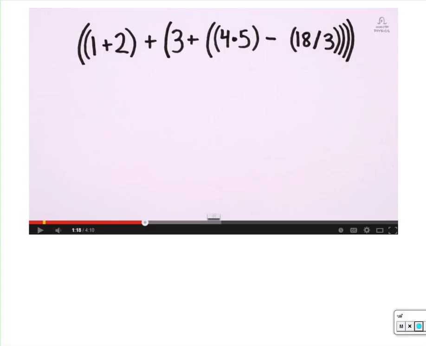Then exponents. In this case, there's no exponents. So we get to multiplication and division. So multiplication and division will go first. And what that helps us do is eliminate these parentheses right here.